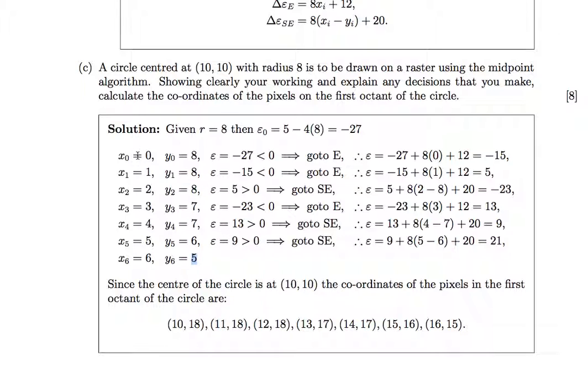These are all coordinates of pixels, assuming the circle is centered at the origin, but it's not. In our case, it's centered at 10, 10. So all we have to do is add 10 to both our x coordinates and our y coordinates to give us the coordinates of the pixels.